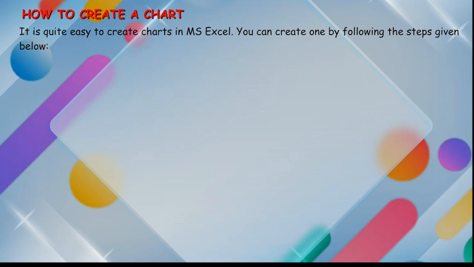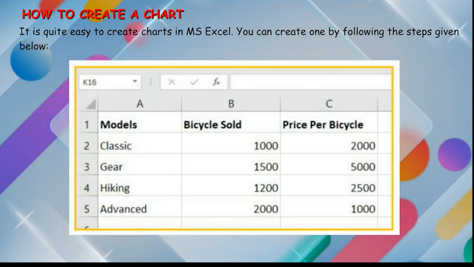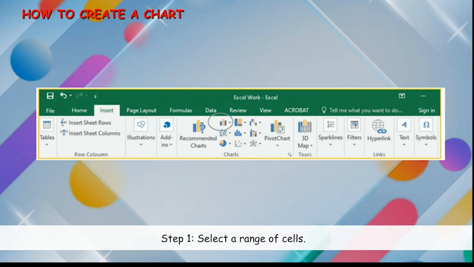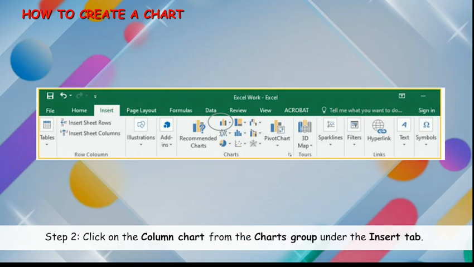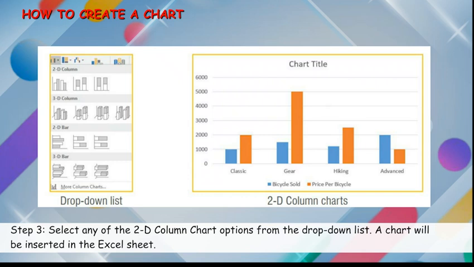How to create a chart? It is quite easy to create charts in MS Excel. You can create one by following the steps given below. Step 1. Select a range of cells. Step 2. Click on the column chart from the Charts group under the Insert tab. Step 3. Select any of the 2-D column chart options from the drop-down list. A chart will be inserted in the Excel sheet.